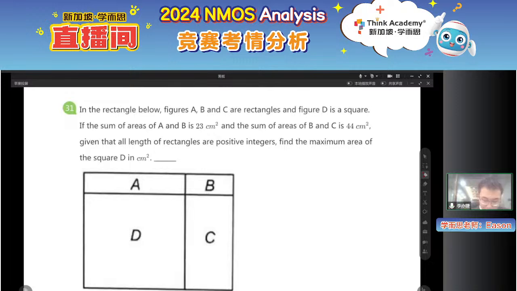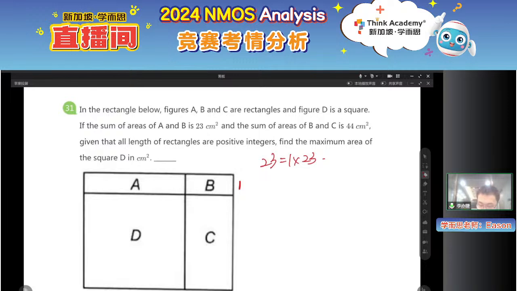So D is a square, and the lengths of the rectangles are positive integers. So the sum of A and B is 23, which means this can only be 1. Because 23 is a prime number, it can only be 1 times 23. So the side length of this one must be 1.